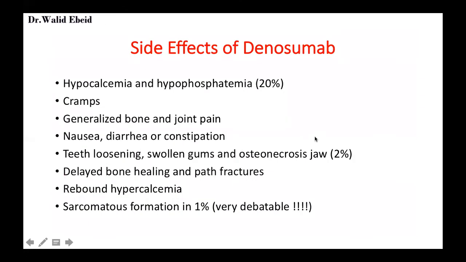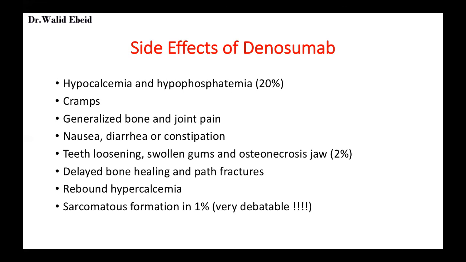So what are the common side effects of denosumab? They obviously cause hypocalcemia and hypophosphatemia. That's why we have to make sure before giving denosumab that the calcium level is normal. They could cause bone cramps, generalized bone and joint pain, nausea, diarrhea, or constipation, teeth loosening, swollen gums, and even osteonecrosis of the jaw, which happens in 2% of patients.